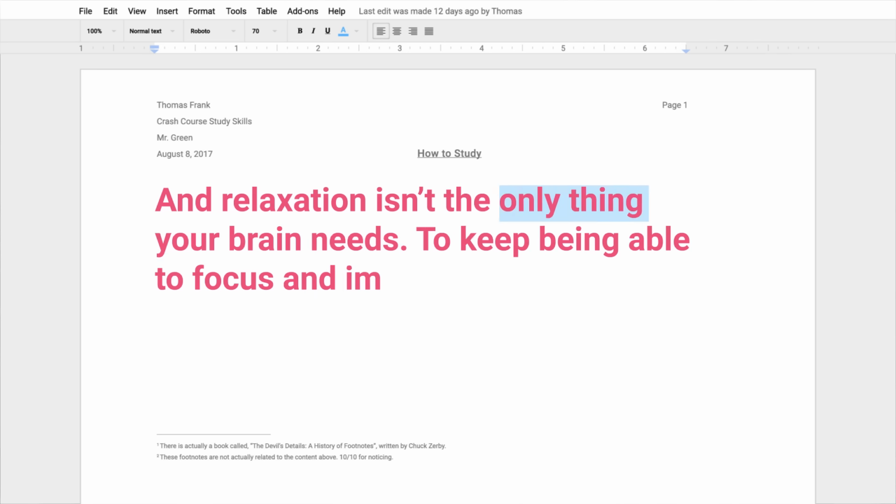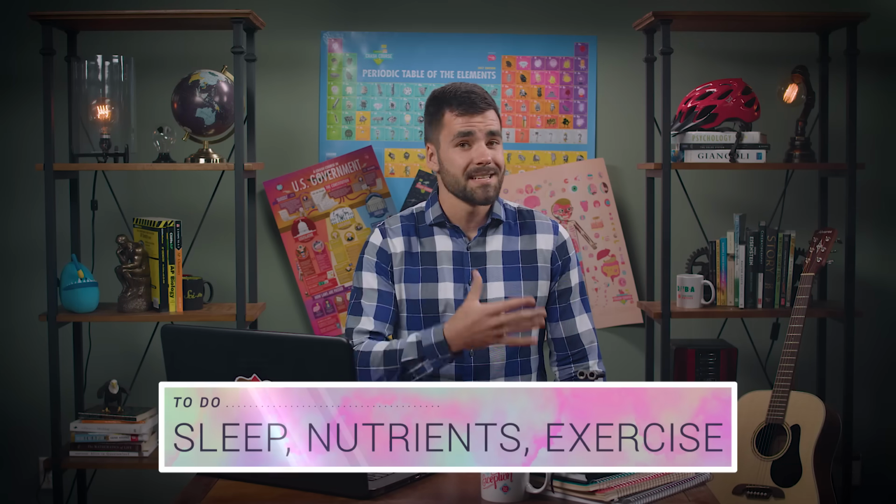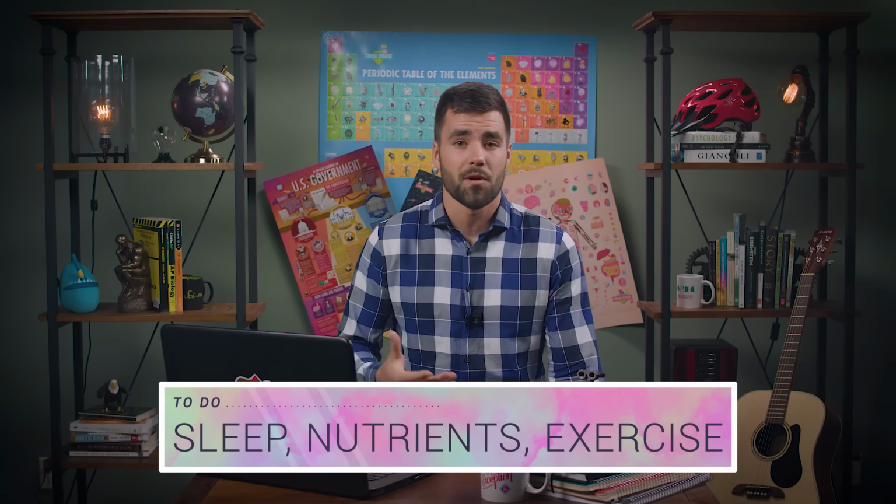To keep being able to focus and improve long term, you need to take care of your brain's biological needs as well. We often think of the brain as this non-physical, ethereal realm that isn't bound by the same limitations as our bodies. You know, mind over matter and all that stuff. But your brain is still part of your body, which means that it needs plenty of sleep, nutrients, and exercise to work at peak efficiency.